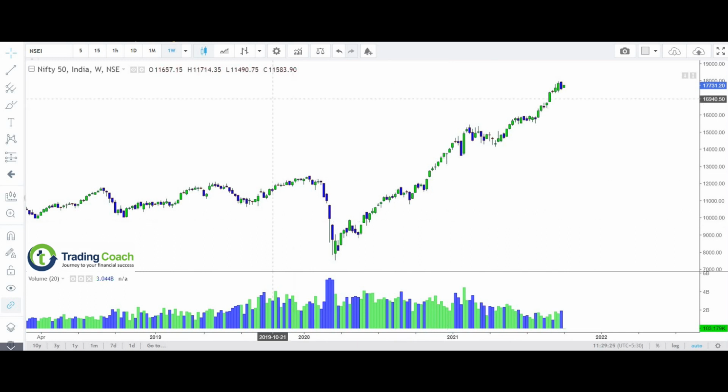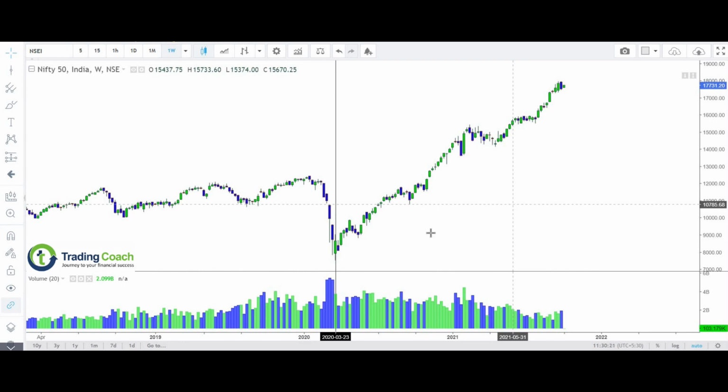So let us get started. First of all, when I'm looking at this 1 week chart of Nifty 50, I can notice that the price action of Nifty 50 is actually making higher highs. I can see a very good uptrend over here. So let me mark the starting point of the uptrend.